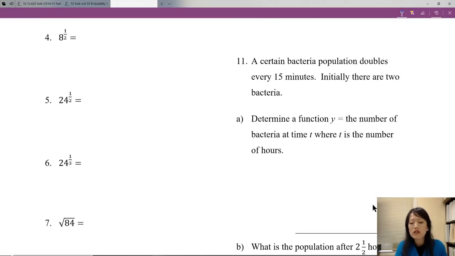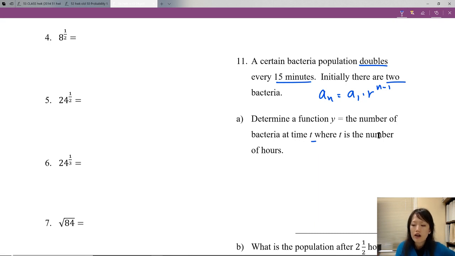A certain bacteria population doubles every 15 minutes. So this is an exponential question. It is on your test, right? It's on chapter 7. There are initially 2 bacteria. So you have to use that concept, like the nth term is the first term times r to the n minus 1, right? So determine the function, the number of bacteria at time t, where t is the number of hours.